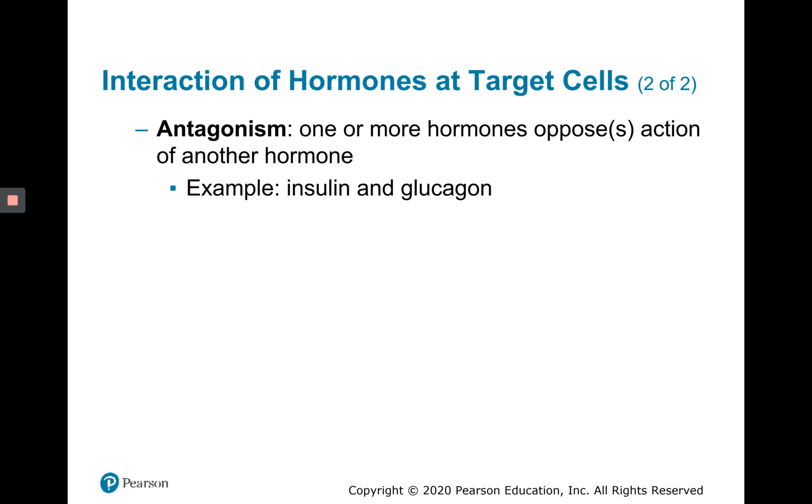Then there is antagonism, where one or more hormones opposes the action of another hormone. Generally, these are seen as antagonistic pairs, like insulin and glucagon. Insulin decreases the amount of glucose in the blood, whereas glucagon increases the amount of glucose in the blood. So we can see that their actions oppose one another. Other antagonistic pairs include parathyroid hormone and calcitonin, as well as aldosterone and atrial natriuretic peptide.